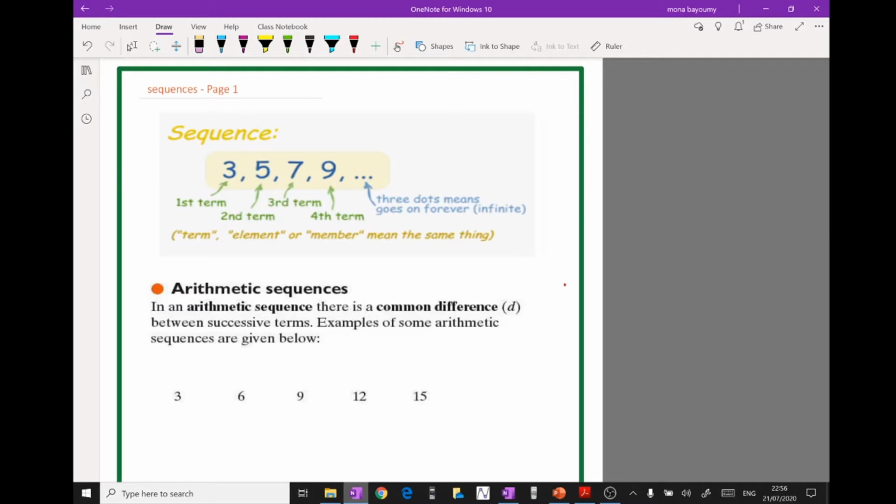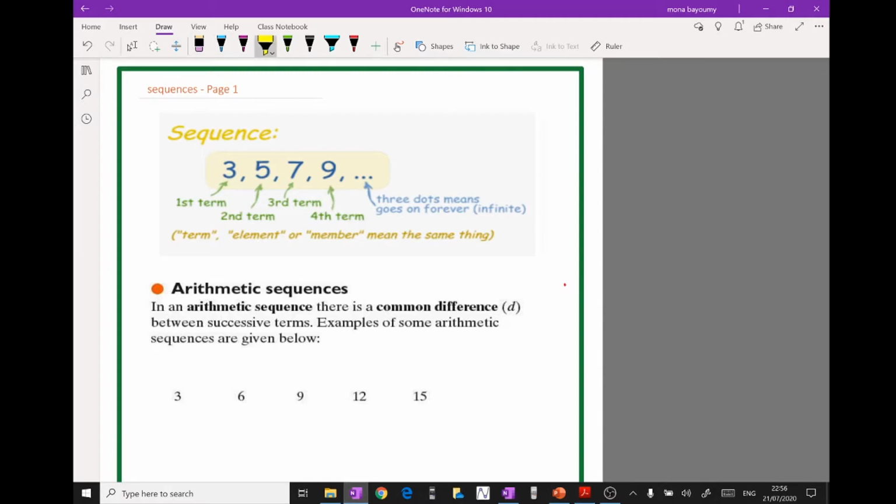Today inshallah we will talk about the sequence. We will know what is the linear sequence and what is the quadratic sequence. We will learn what is the difference between them and how to find the nth term for each of them. So we will start with an example.